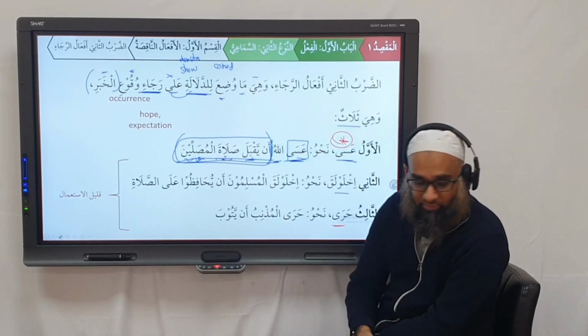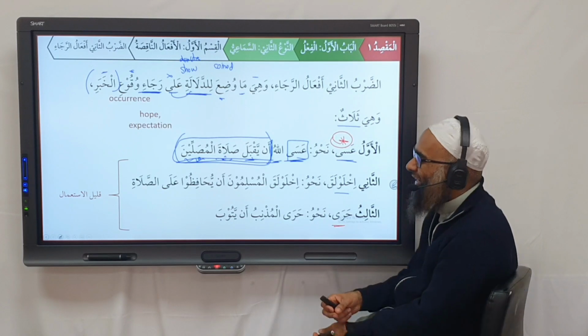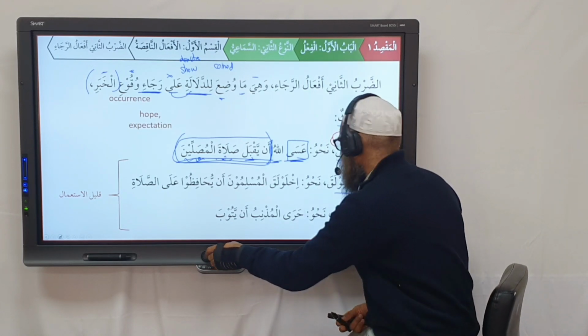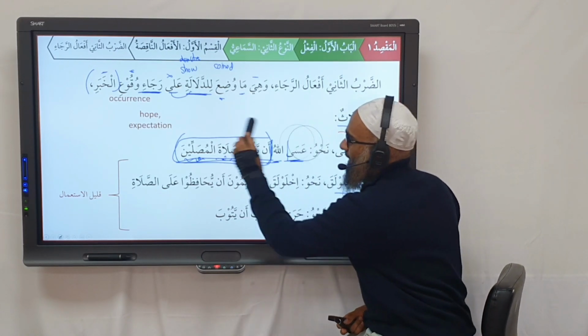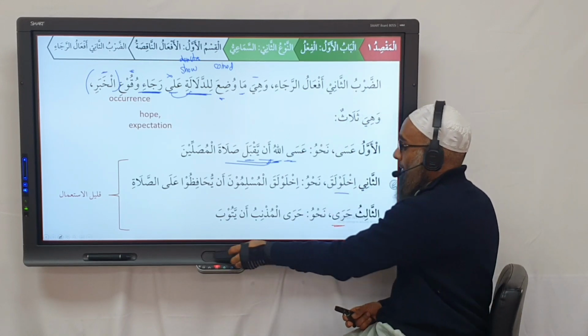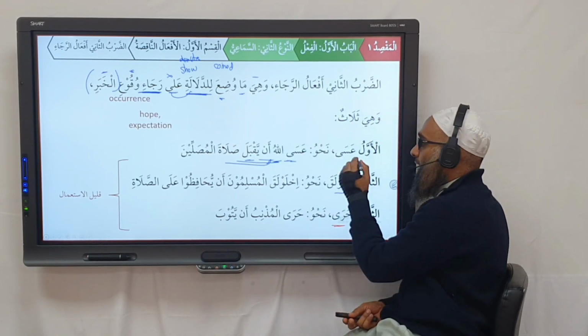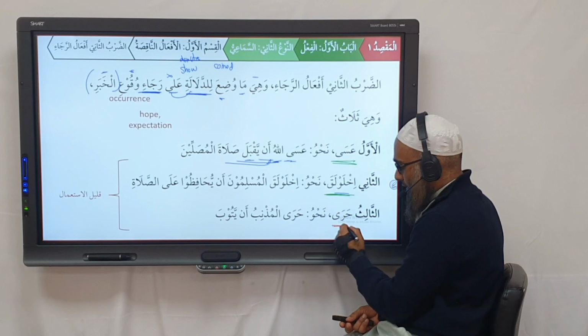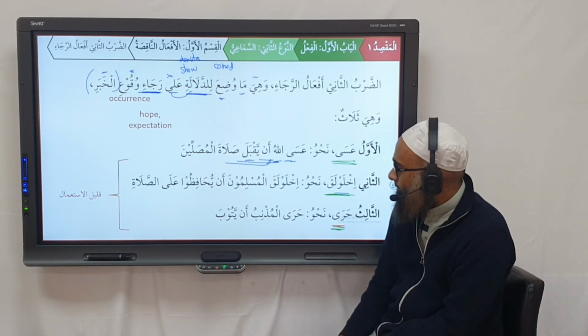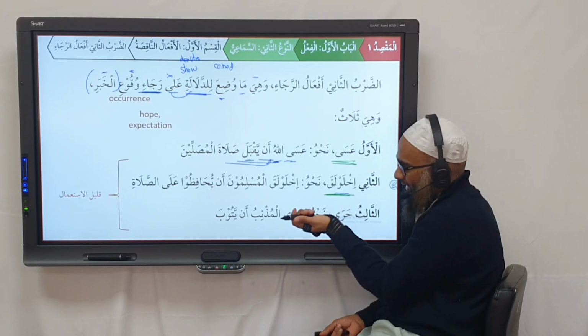Qalilul isti'mal. It's rare in usage. You wouldn't really find it in literature, very rarely. Mostly we find it in the books of Nahw, just to show you the rule. But this one is common, you have to know asa. These two, there's no rule for them, know they exist, but they're not very common. Okay, so اخلولق, again, hope.